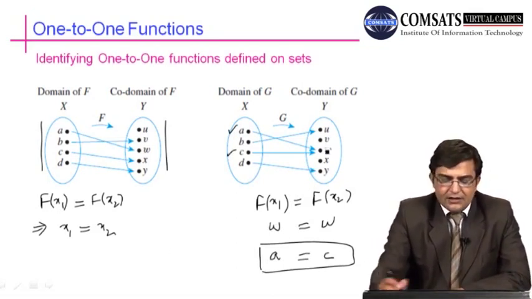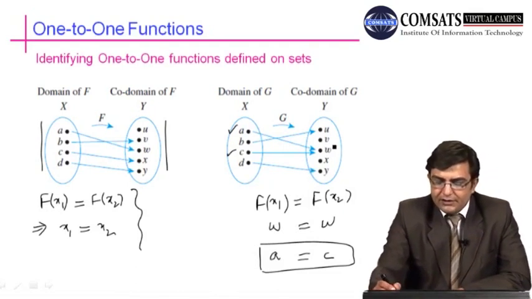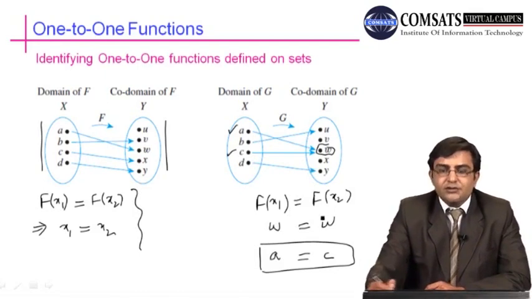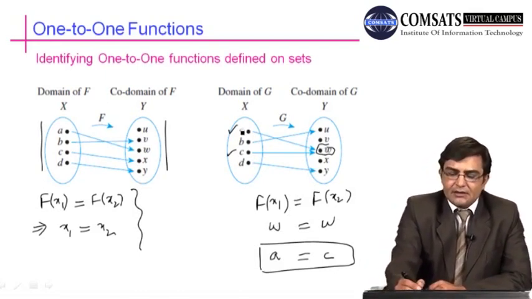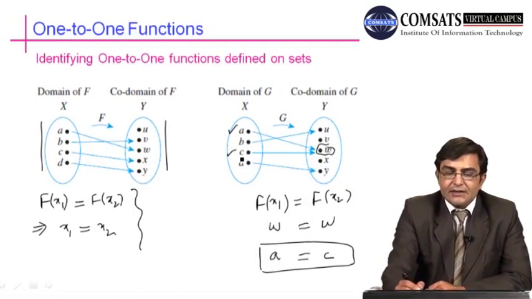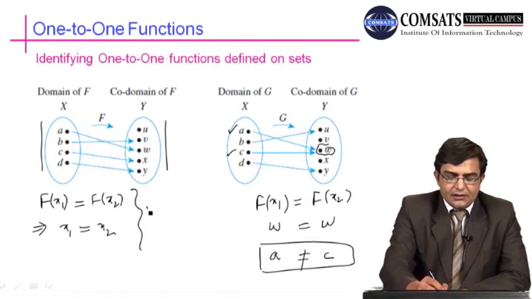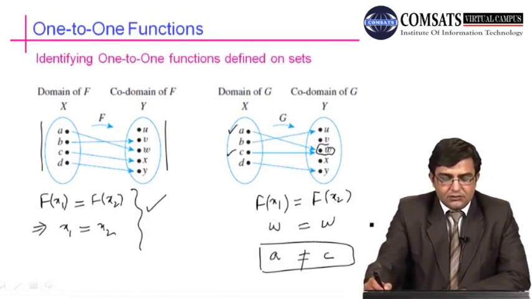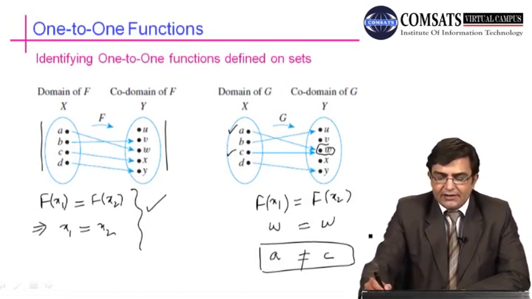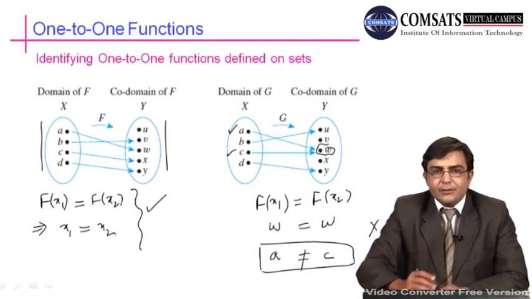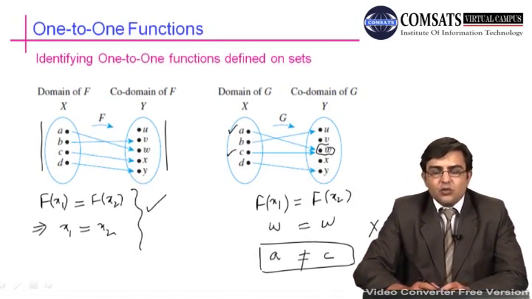Now you can imagine this condition in a better sense, that if the range is one number, its pre-images are two, because if we take w equal to w, but its pre-images are A and C. Now A and C are not equal, so this condition is violated here. This condition is true here, but in the second case it is violated. Therefore this arrow diagram doesn't represent a one-to-one function.